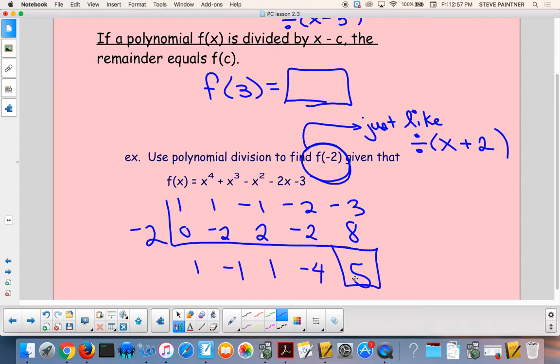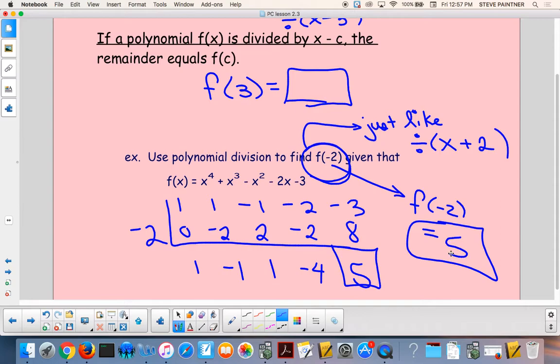But wait a minute. When you're dividing by this, and you get a remainder of that, that ends up being the same as the answer to this. So here it is. Come on over. F of -2 equals what? 5.